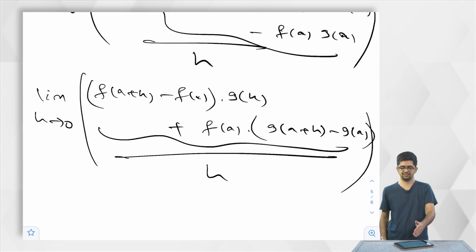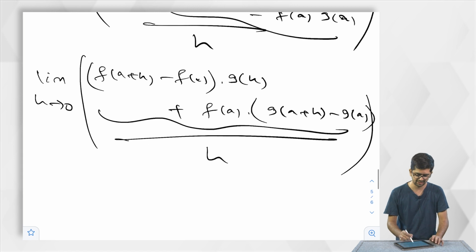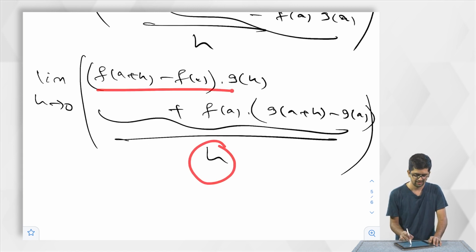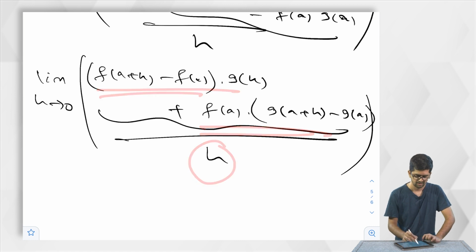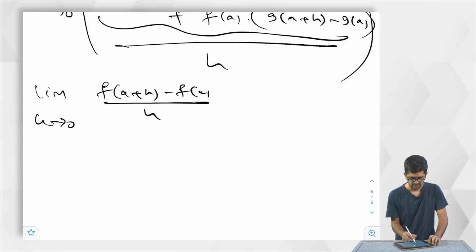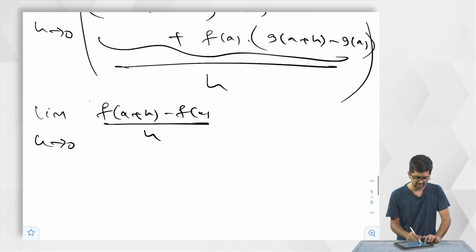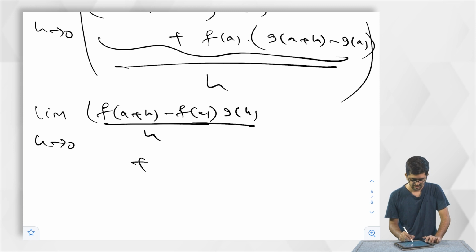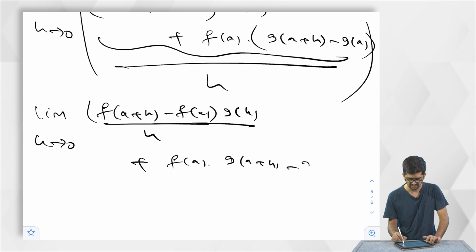Now whatever I have said we have done before, we do the same thing for this also. We just split this h in these two sums. So we have limit h goes to 0, f of a plus h minus f of a by h, and there is a g of h component also, g of h, plus f of a times g of a plus h minus g of a by h.